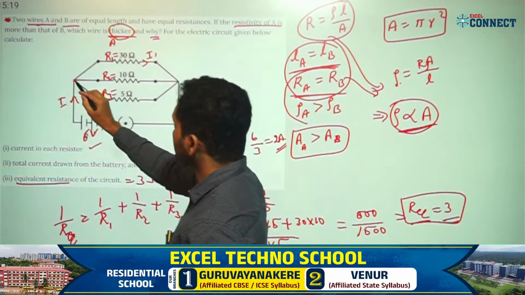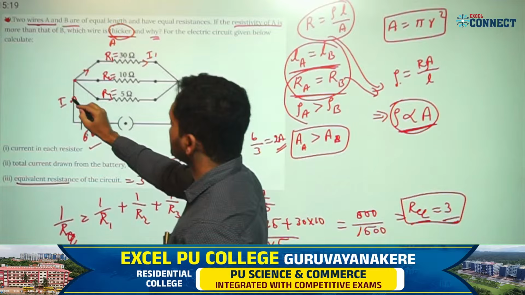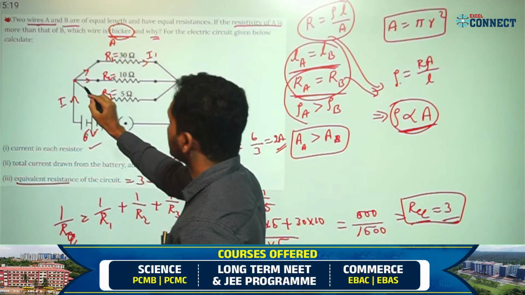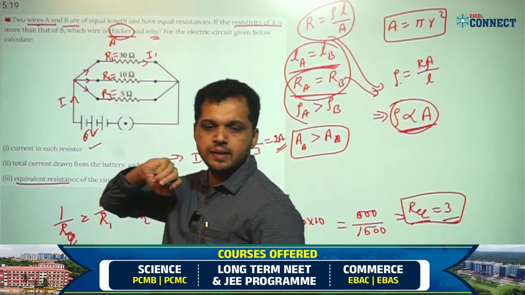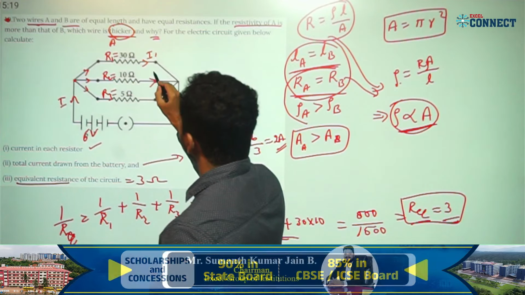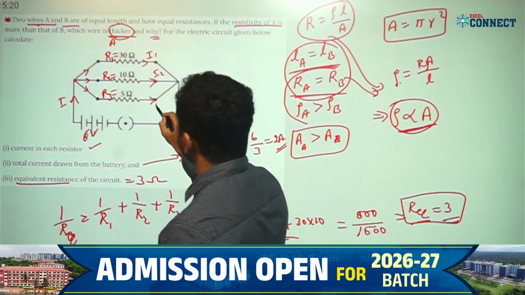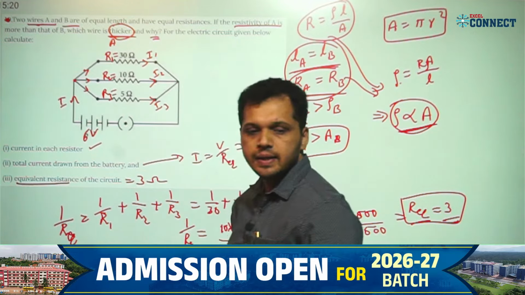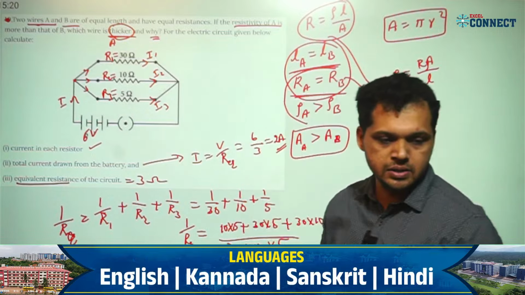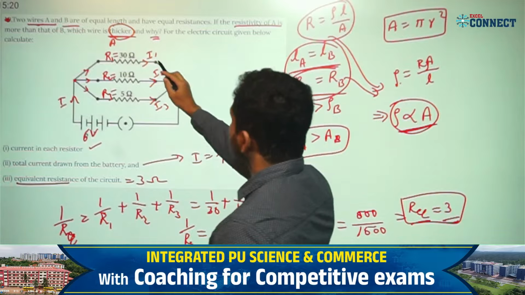Students, look here. This is a junction. At this junction, the total current I splits into 3 branches, right? This I will write as I1, this I write as I2, and this I will write as I3. Okay, we get 3 currents: I1, I2 and I3. First I find I1.